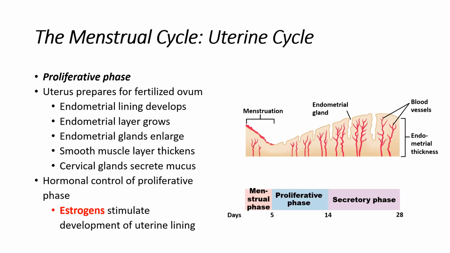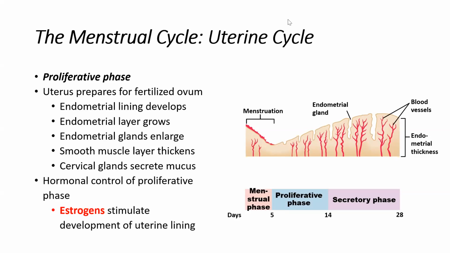It's going to be stimulating or triggering the proliferative phase, which is the enlargement of the muscle, enlargement of the glands, the development of the blood vessels that are nourishing, bringing in more blood flow to the uterus, which helps to thicken it up. And then the production of mucus that will eventually create the mucus plug.